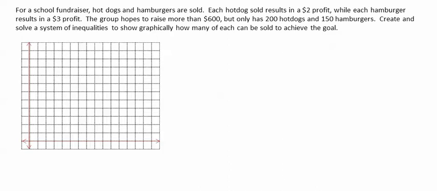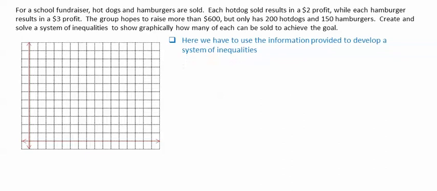For a school fundraiser, hot dogs and hamburgers are sold. Each hot dog sold results in a $2 profit, while each hamburger results in a $3 profit. The group hopes to raise more than $600, but only has 200 hot dogs and 150 hamburgers. Create and solve a system of inequalities to show graphically how many of each can be sold to achieve the goal.